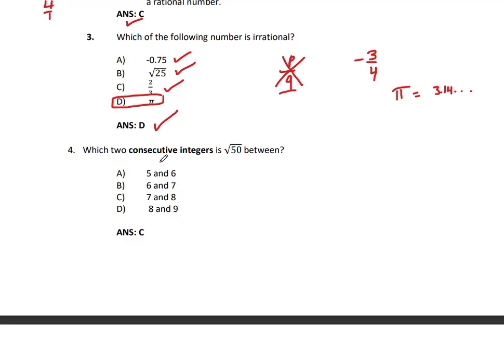Now let's go to number 4. Number 4 asks, which two consecutive integers is the square root of 50 between? Two consecutive numbers mean two numbers that follow right behind each other. So for example, 1 and 2 are consecutive numbers. 2 and 3 are also consecutive numbers.